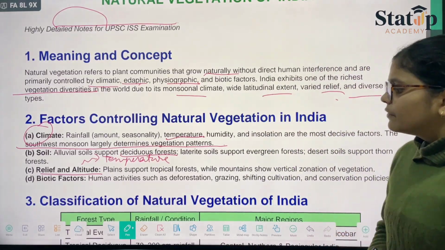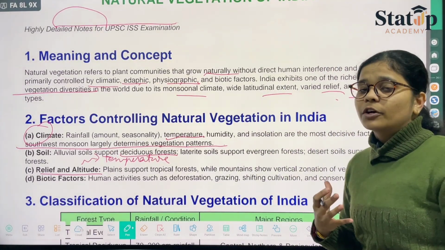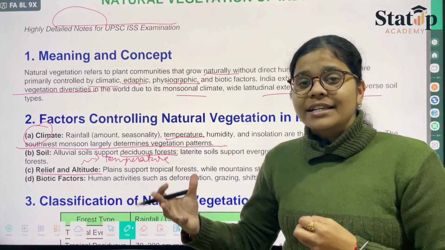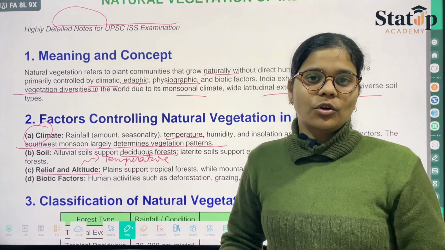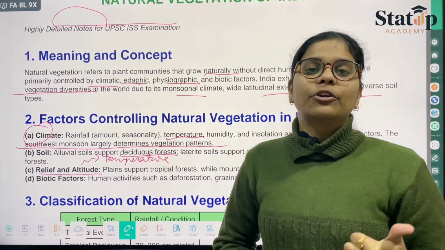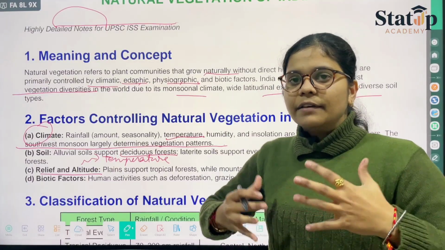Then we have the biotic factors like deforestation, how much deforestation is there, how much grazing is there, how much industrial area has grown. So these are the biotic factors. Bio refers to the living beings.